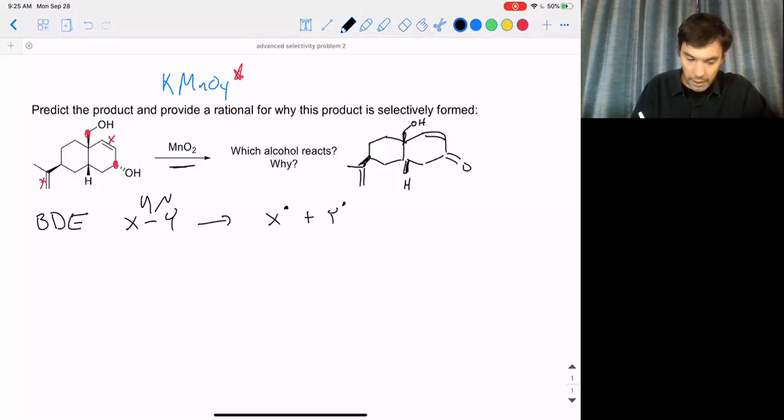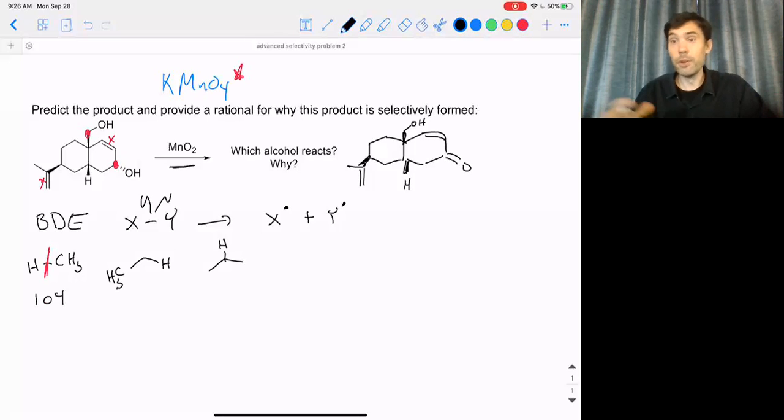Instead, I try to think about it in terms of bond strength. I usually tell many of my more advanced students that if you're going to memorize any bond dissociation energies, there are a couple of really good ones I'd encourage you to remember. One of those is methane. The C-H bond in methane comes in at about 104, and I would encourage everybody to know that because it's a really good benchmark.